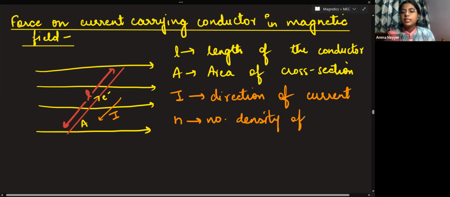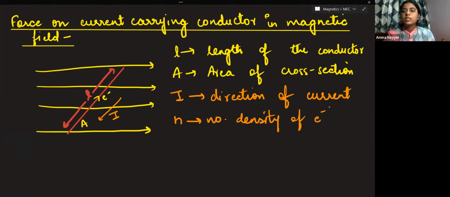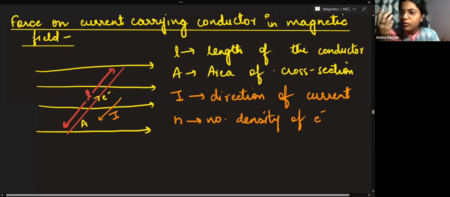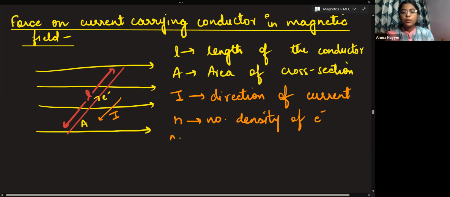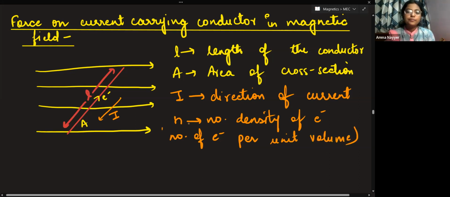Number density of electrons. See, number density word we have used many times. Normally also density means mass per unit volume. When we studied capacitor, there we had seen energy density. So that was energy per unit volume. Similarly, number density becomes number of electrons per unit volume. I'll write that as well. This becomes number of electrons per unit volume. This is meant by number density.